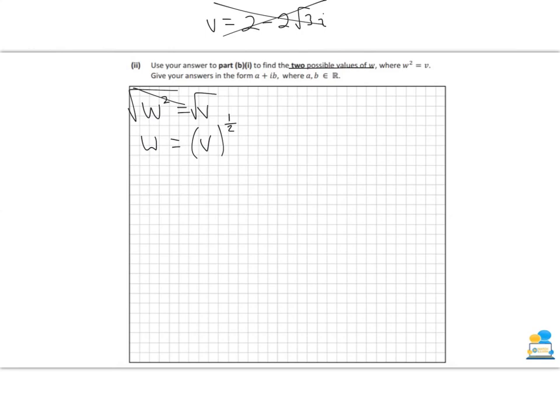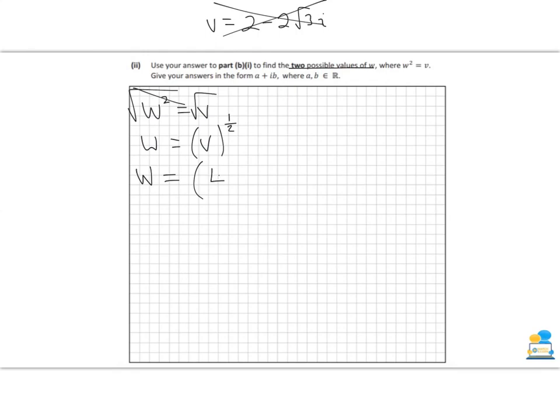But I'm going to actually write it in general polar form because there's going to be more than one answer here. So I'm going to go back to my previous question then, and I'm going to rewrite V in polar form. But as I said, it's not just polar form. I'm going to add in my 2n pi in here as well, because that's how I write it as general polar form. So therefore, I'm going to write down then that W is equal to bracket.